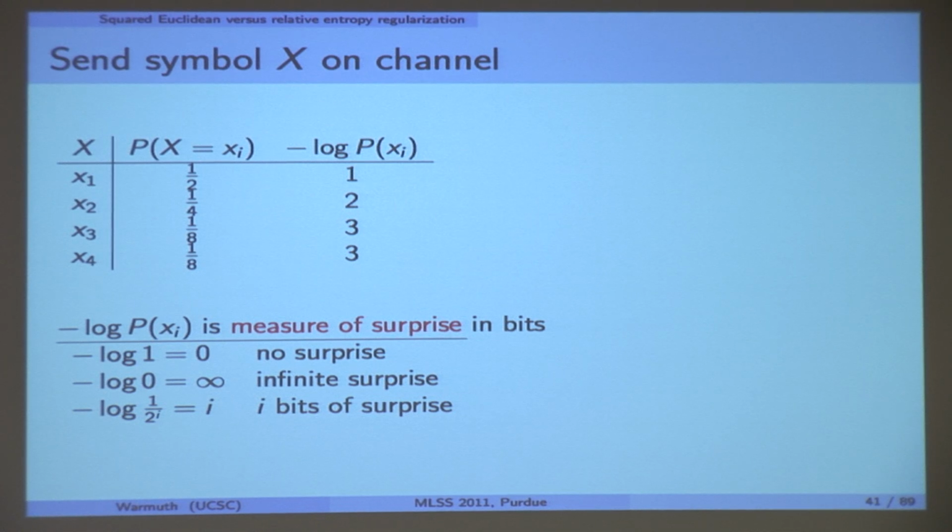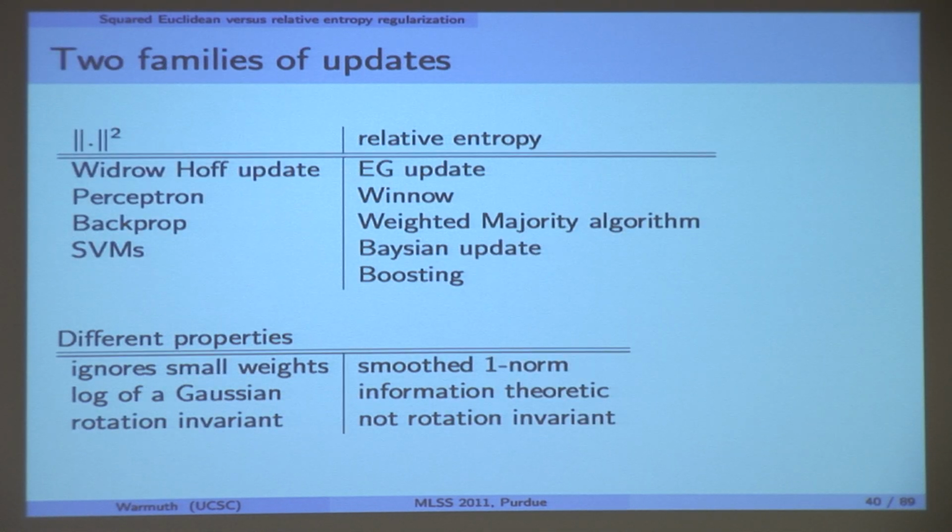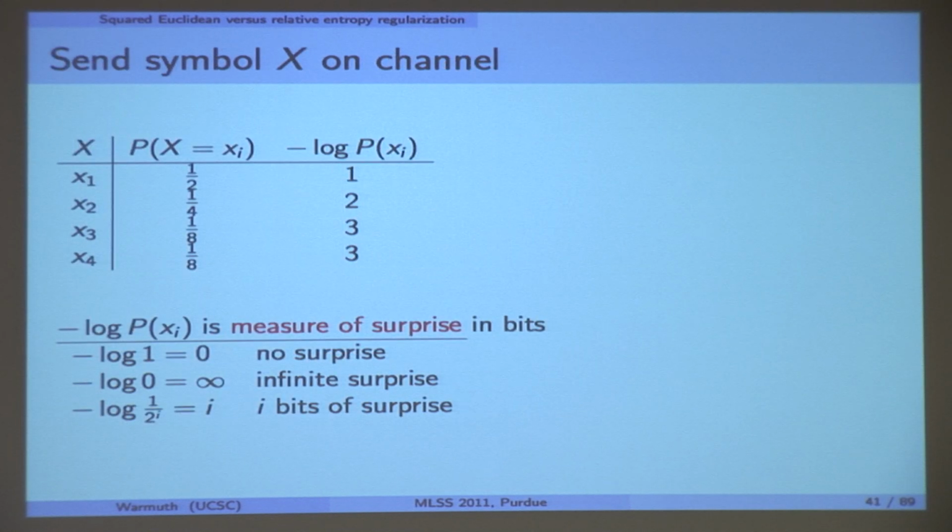What I want to talk about now is where the relative entropy regularization comes from. I want to talk a little bit more about that. What is that animal, and what do I know about it? This is coding theory. You want to send a symbol on a channel. Here's your symbol. You have 4 symbols, a 4-sided die. It's a tetrahedron. And here are the probabilities: a half, a quarter, an eighth, an eighth.